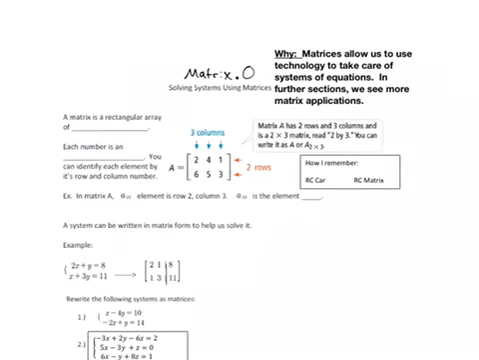Hello everyone, here we're going to be looking at the matrix chapter, which I'm not going to do by sections. I'm just going to call it matrix dots. This is Matrix.0. Next section will be Matrix.1. Here's the why. For today at least, matrices allow us to use technology to take care of systems of equations. In further sections we will see more matrix applications. So all the different applications of systems of equations that we've looked at in the past, and we'll see more in this chapter as well, we can solve with matrices.